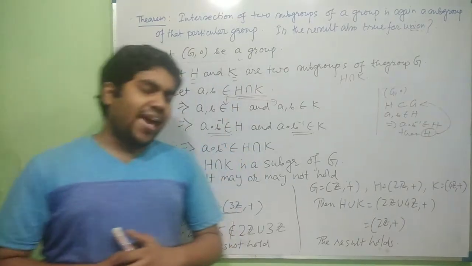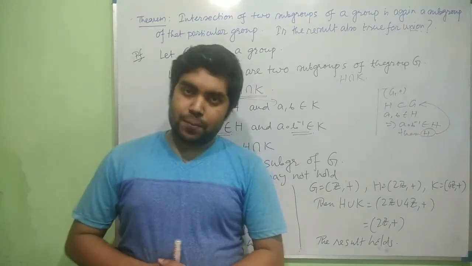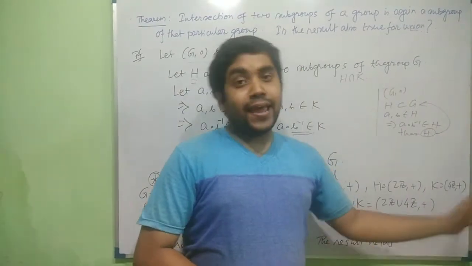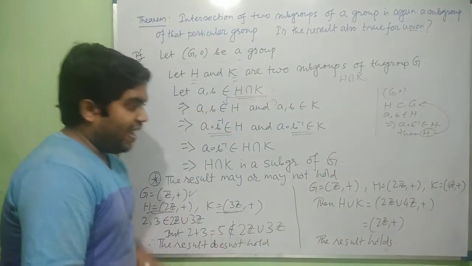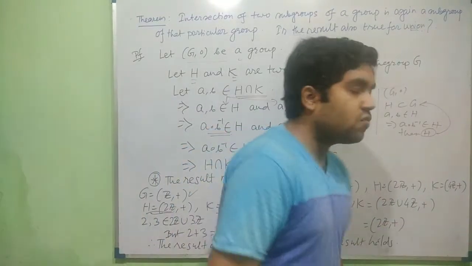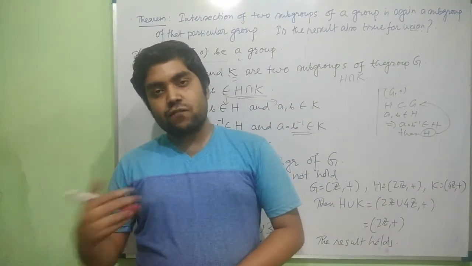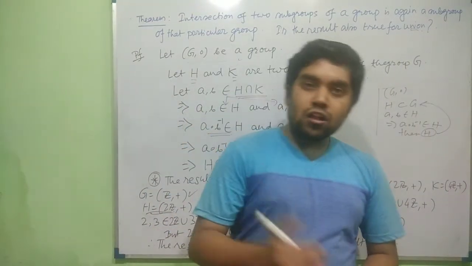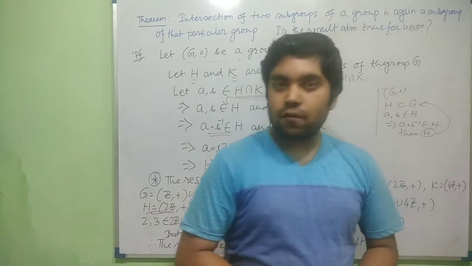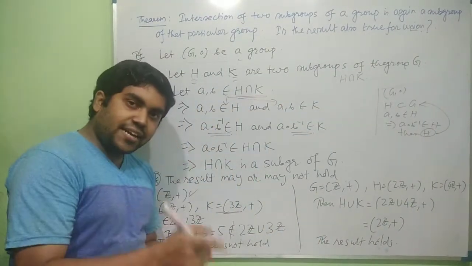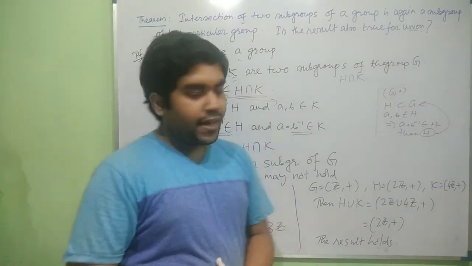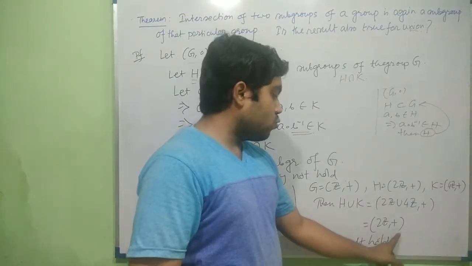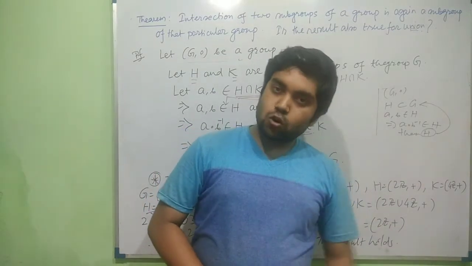But similarly we can go through another example, where G is (Z, +), H is 2Z and K is 4Z. Here H union K means 2Z union 4Z. 2Z is the collection of all even integers and 4Z is the collection of all integers which are multiples of 4. That means 4Z itself is a subset of 2Z. Then 2Z union 4Z means ultimately 2Z. So we know that (2Z, +) is a subgroup of the group (Z, +).